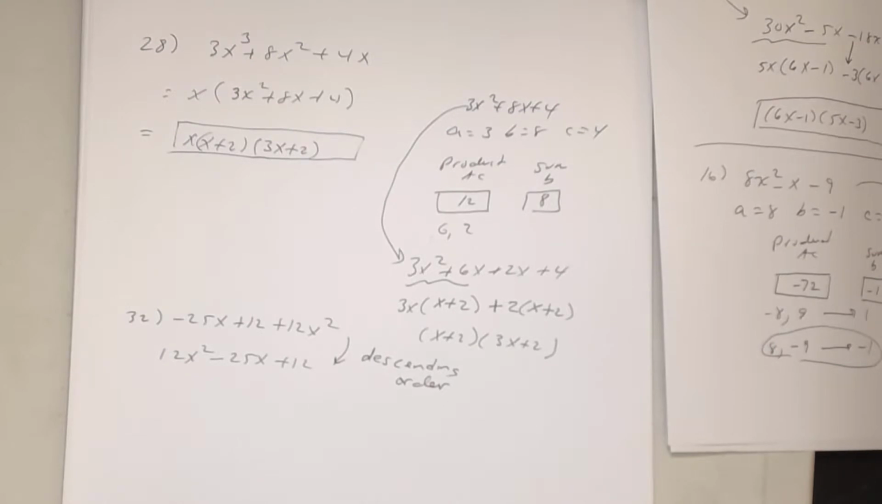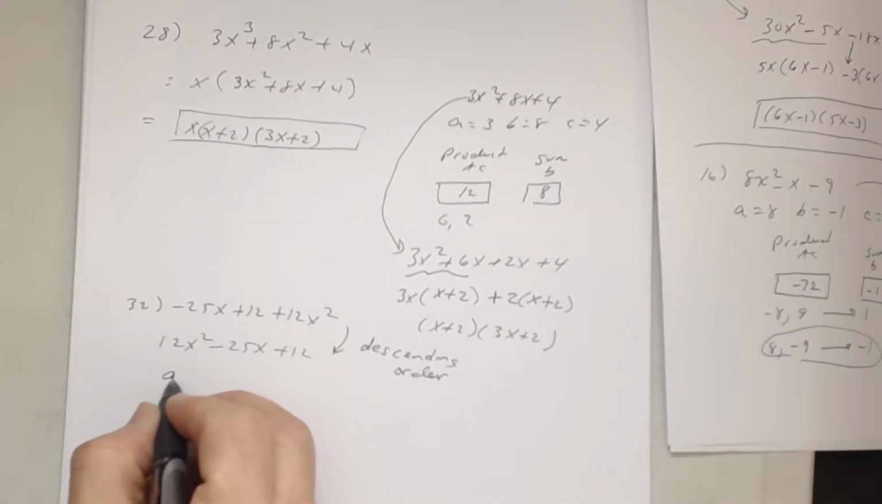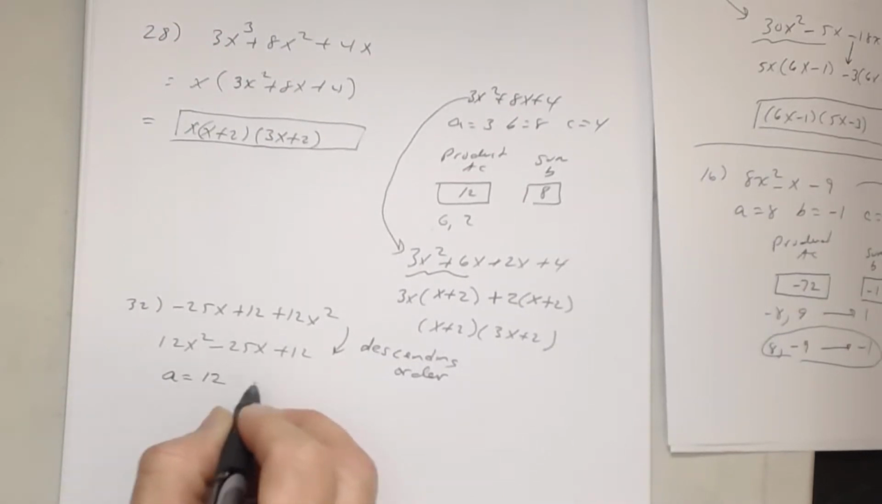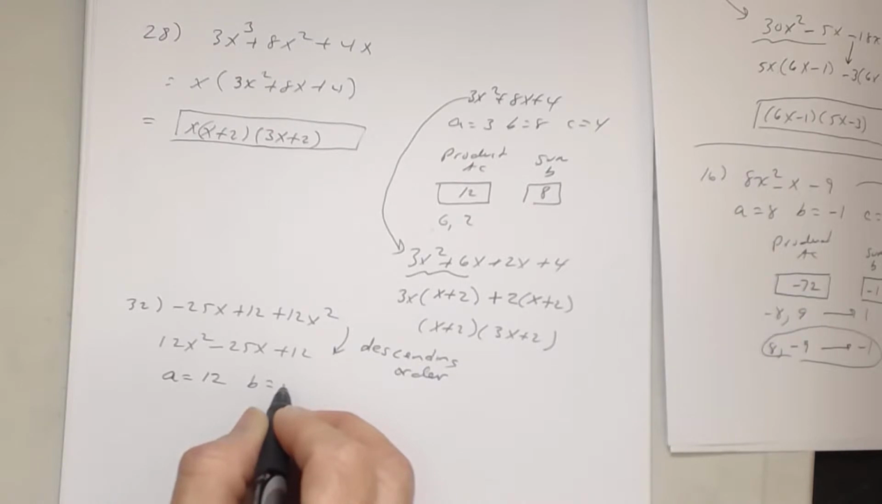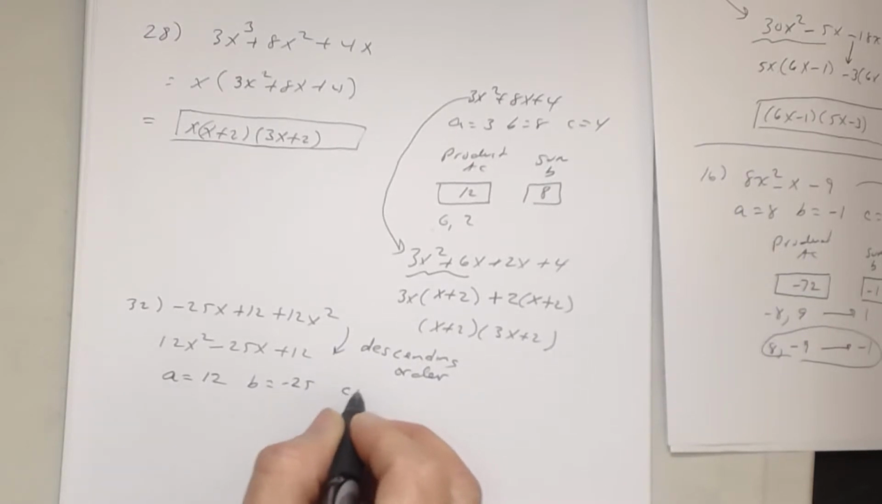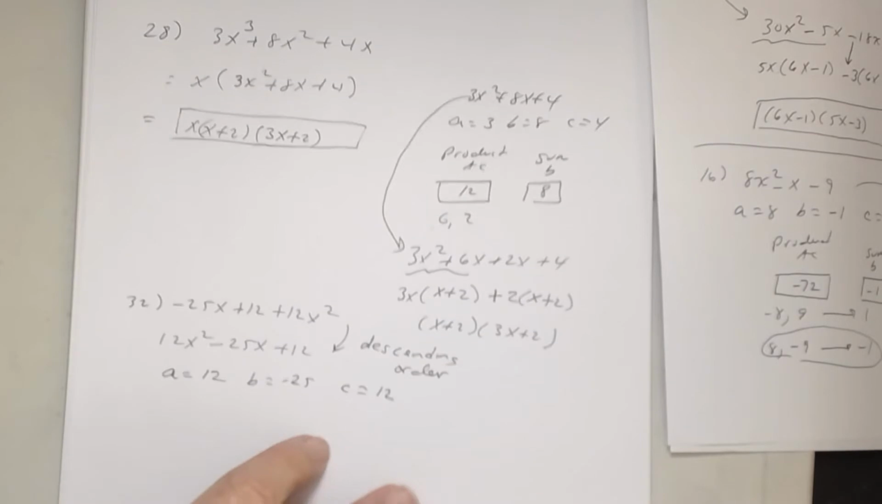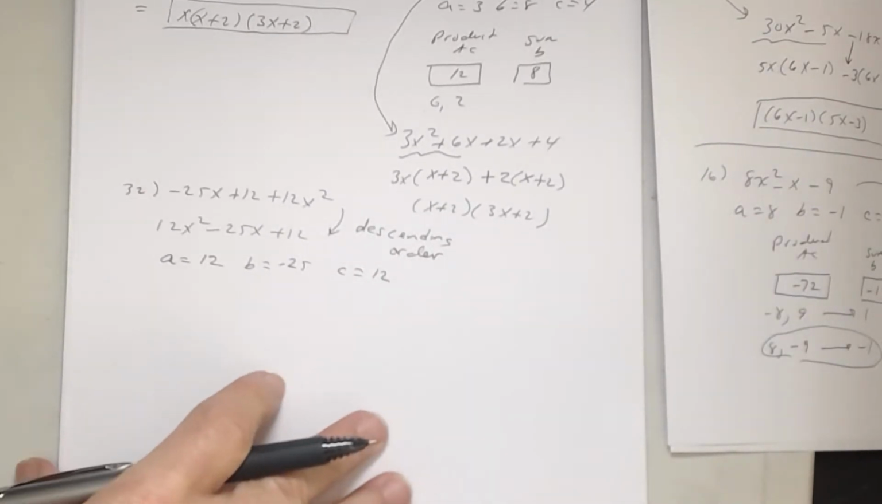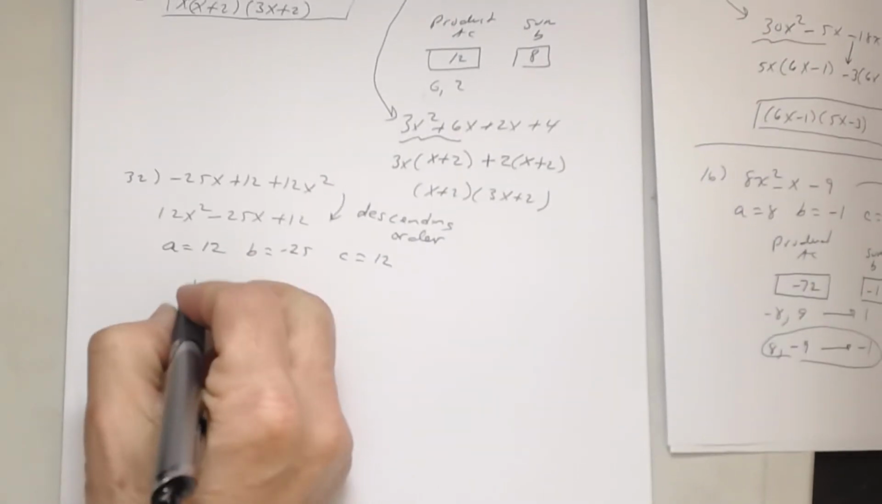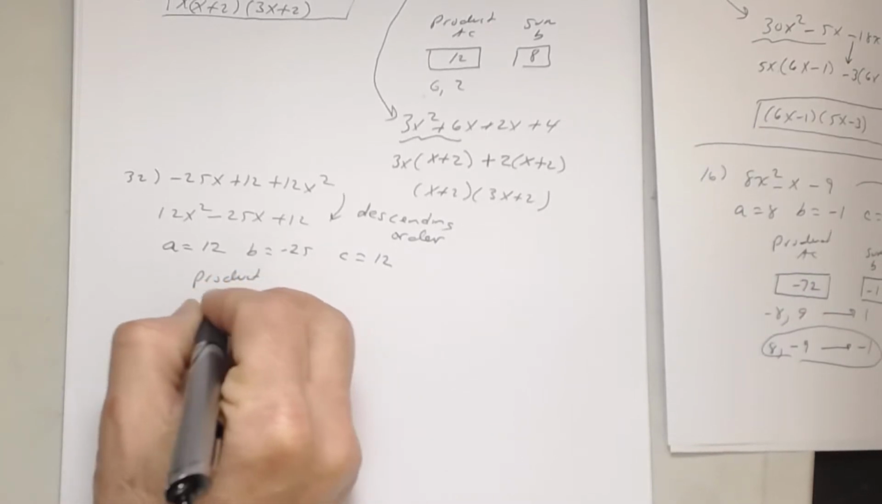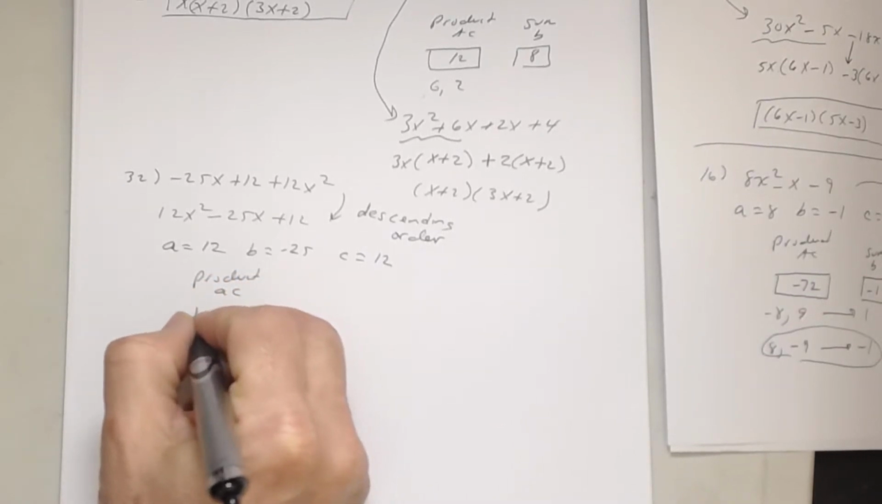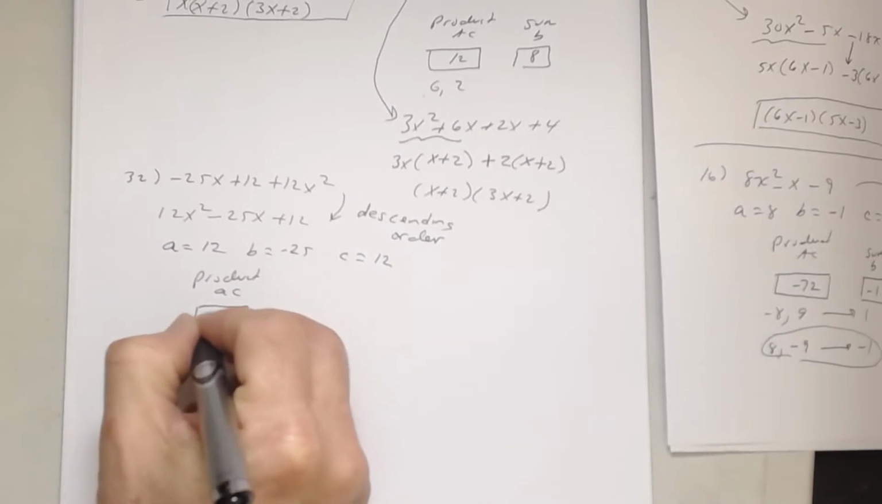All right. What's the GCF? 1. So then we go directly to the AC method. So I want the product. Well, first of all, what's A? That's 12. What's B? Negative 25. And what's C? 12. So I want the product to be AC, which is 144. 12 times 12 is 144.